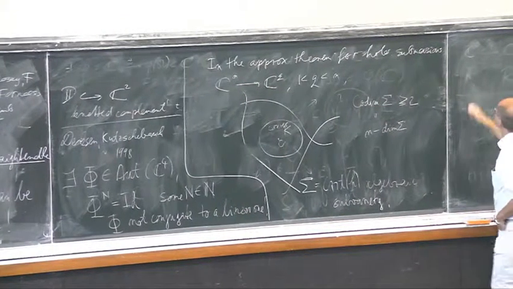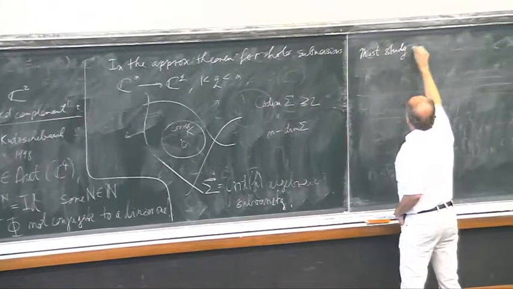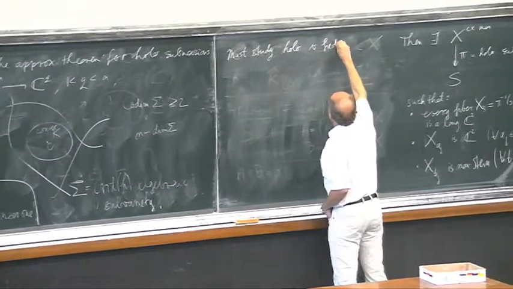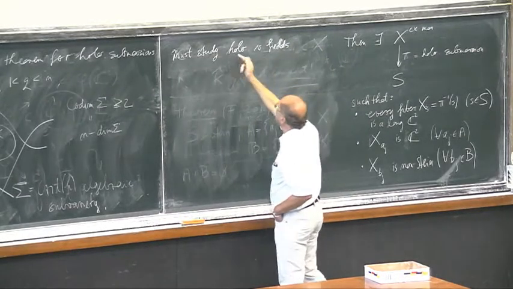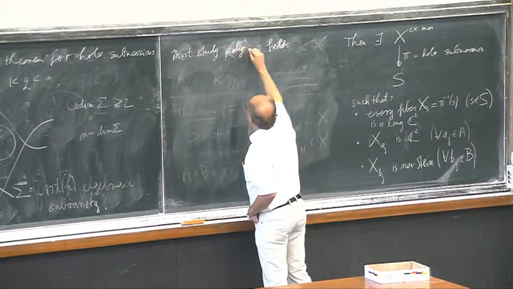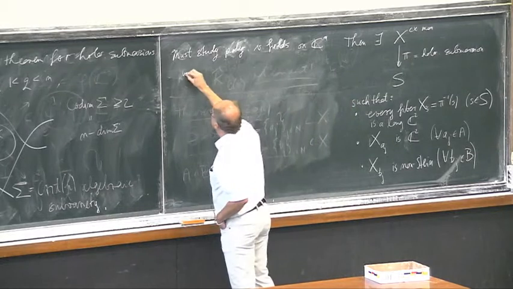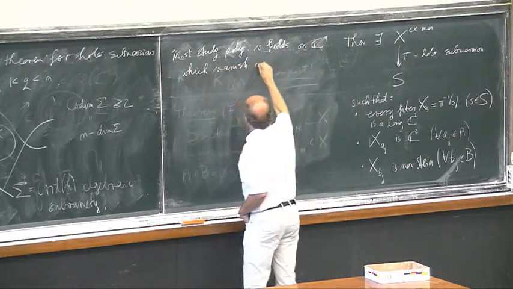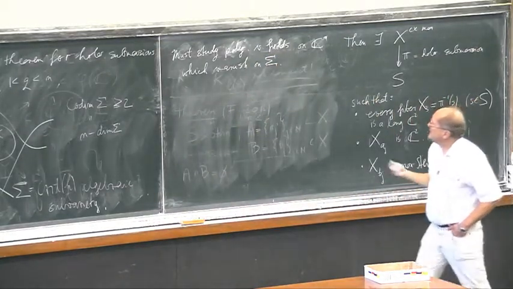So you must study holomorphic vector fields, or maybe, in fact, it suffices to study polynomial vector fields on Cn, which vanish on sigma. Why? Because then their flow.